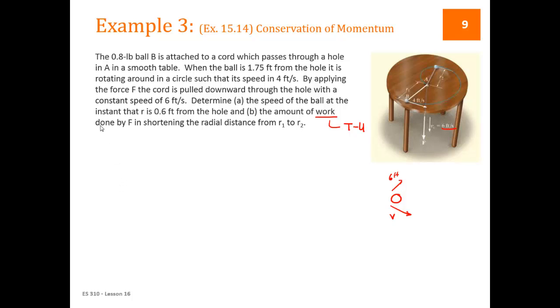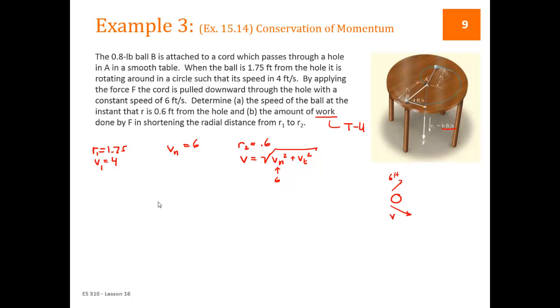So, what do we know here? Initially, we have a radius of 1.75 and a speed of 4. Those are ones. Then there's an applied normal velocity of 6, and eventually we're going to end up at r equal to r2 equal to 0.6, and we're trying to find v at 0.6. So v squared is equal to vn squared plus vt squared. Vn is already given, that's 6. So really our task is to find vt.